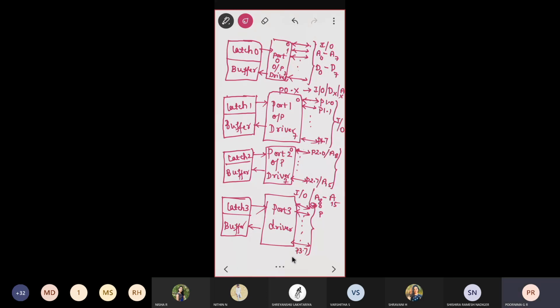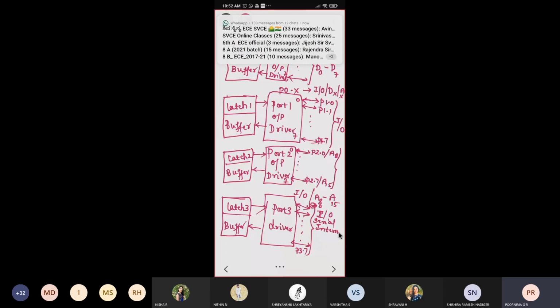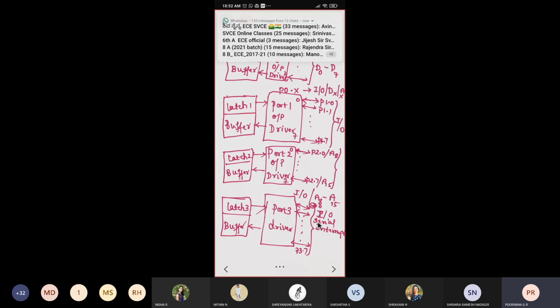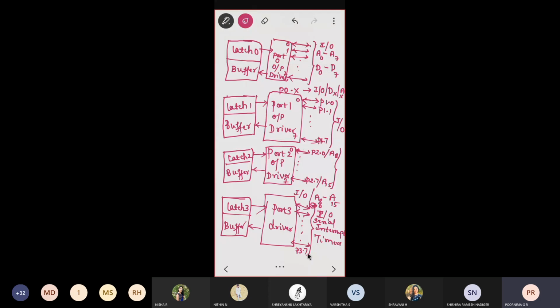So what are the functions it is able to do? IO, then serial transfers, interrupts. It is able to control the interrupts. It is able to control the timers. It is able to control the memory read as well as write operations. Is it clear, students? The port pins, how they are organized?